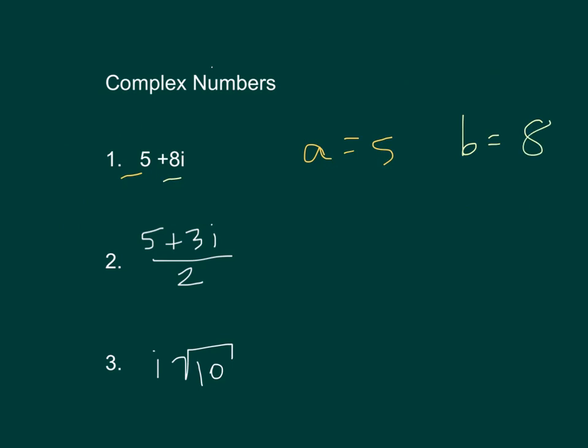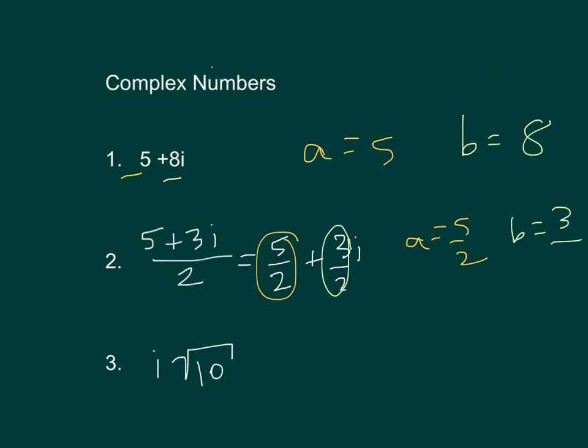So number 2 is a little bit different because it has a denominator. So I'm just going to separate this into two terms. This is 5 halves plus 3 halves i, or 3i over 2. So our real part is here. a is 5 halves. And our imaginary part is here. b is 3 halves.